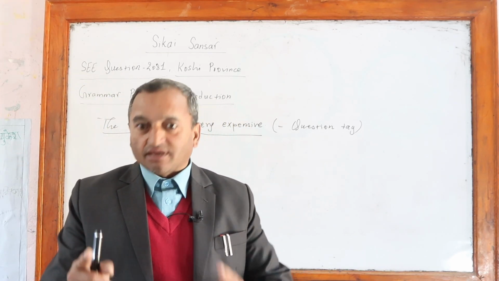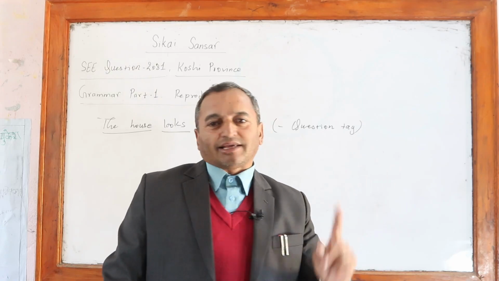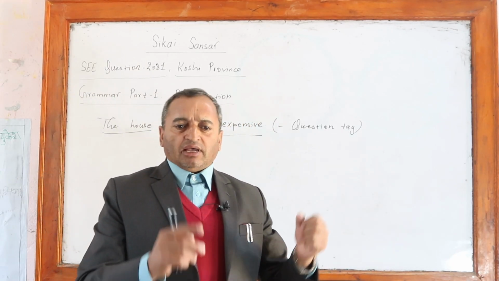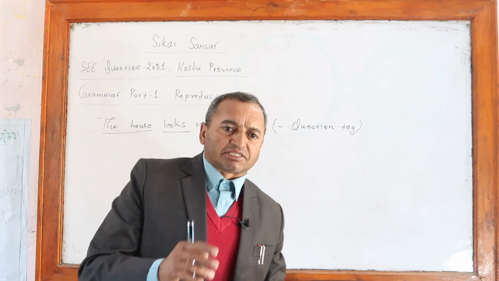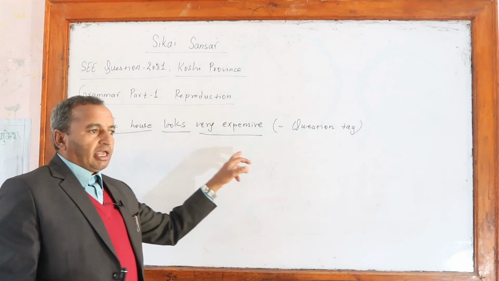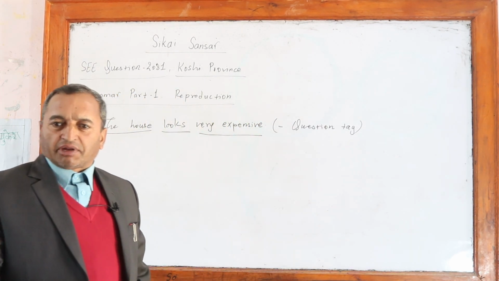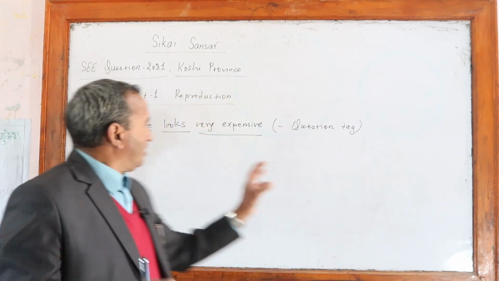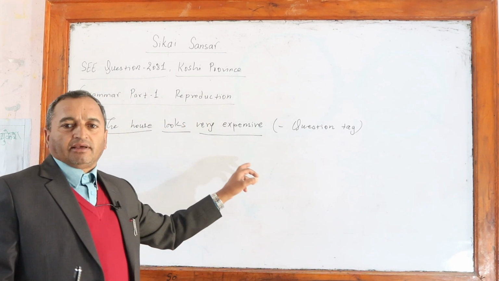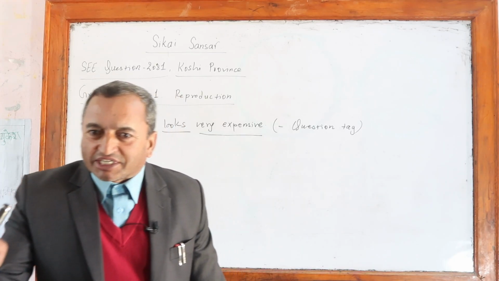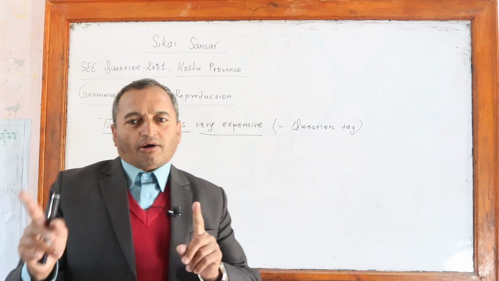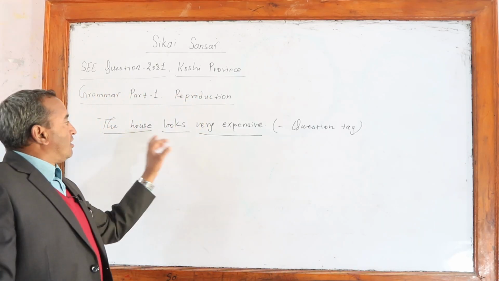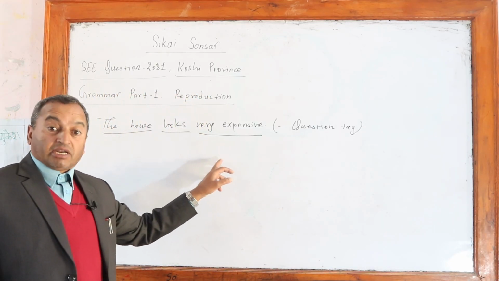Have you got the point? Yes, the sentence is in simple present tense. And what type of sentence is given here? Is there any auxiliary verb? My dear students, can you guess? Is there any auxiliary verb in the question? The house looks very expensive. Do you see any auxiliary verb here? No. Okay, you have told me no. So there isn't any helping verb or auxiliary verb.